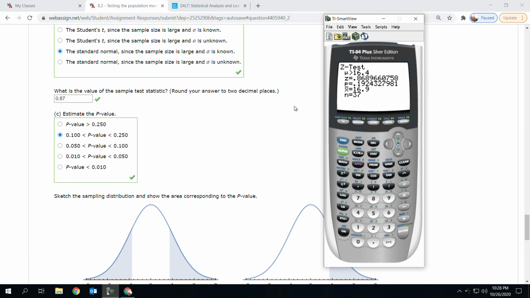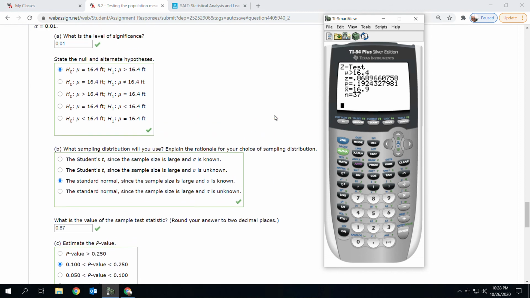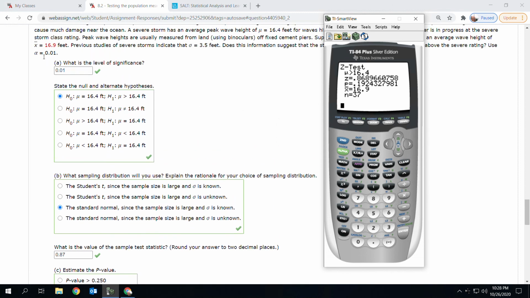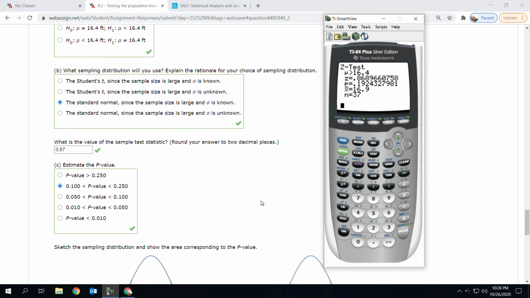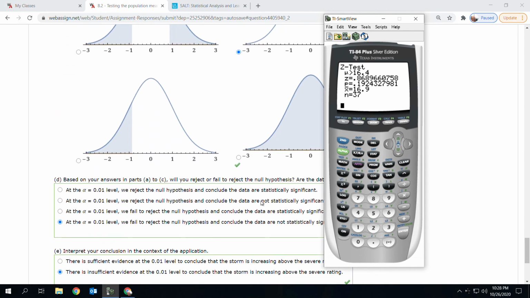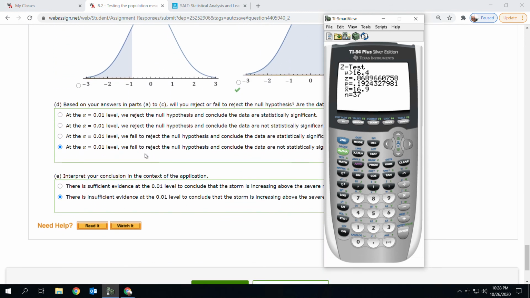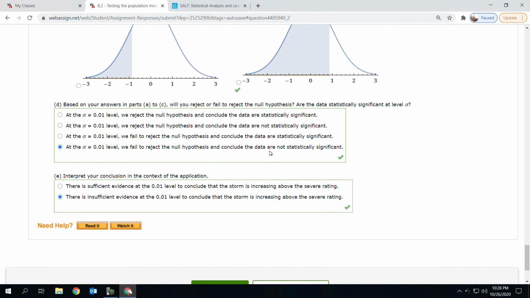And since p is greater than alpha, do not reject the null. We do not have enough evidence. Do not reject, not statistically significant, insufficient evidence. Those will all go hand in hand.